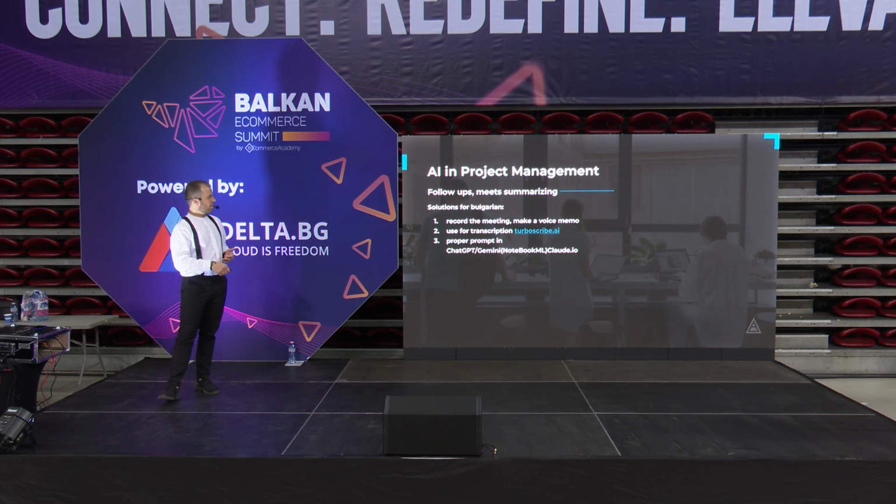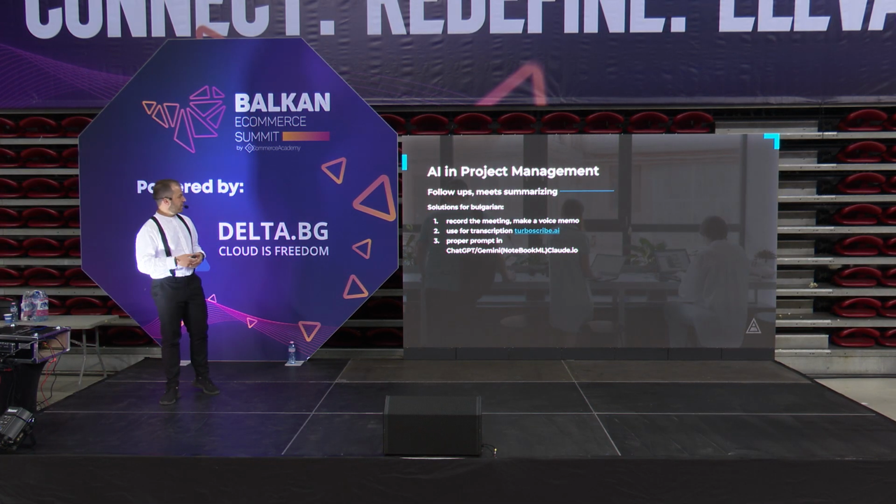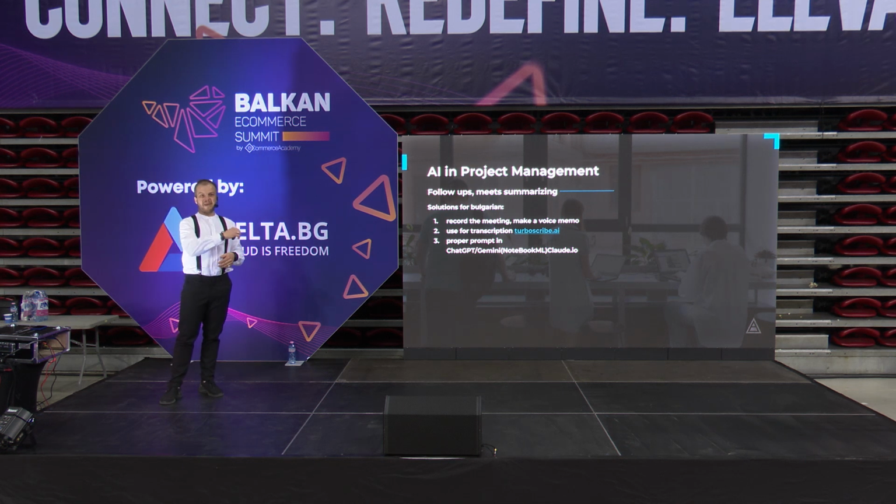First, we should record the meeting and make a voice memo. After that, especially for the Bulgarian language, we can do very nice speech-to-text recognition using TurboScribe AI. They have a really nice free trial with a maximum 30-minute video, so you can put in the video or some voice memo, and you can get a text transcription of your meeting.